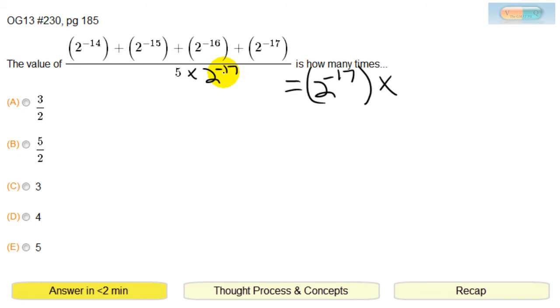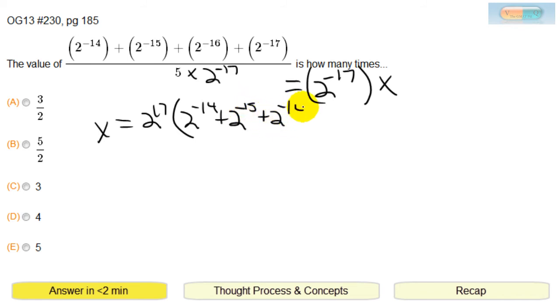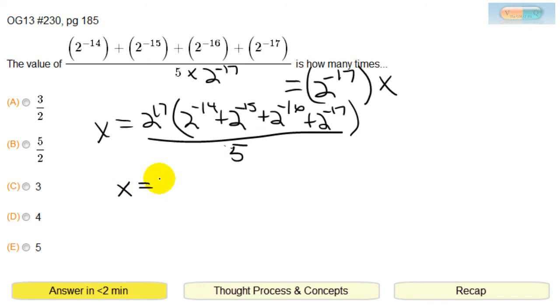Since this is negative, you could just bring it to the top, and we'll have 2 to the positive 17th times 2 to the negative 14th plus 2 to the negative 15th plus 2 to the negative 16th plus 2 to the negative 17th. Of course, all of this is divided by 5. X equals, keep the base, add the exponents, 2 to the third plus 2 to the second plus 2 to the first plus 2 to the 0th power.